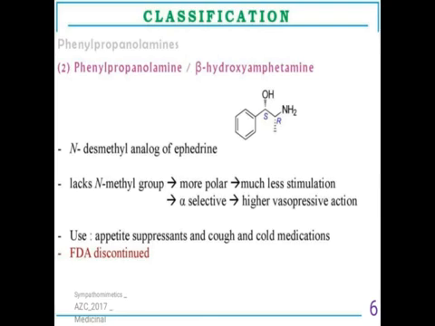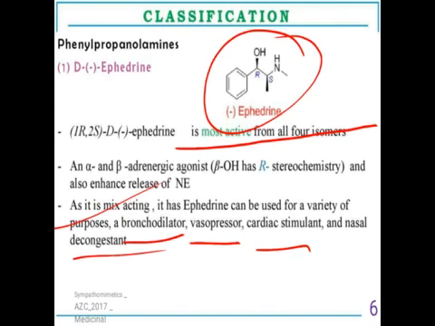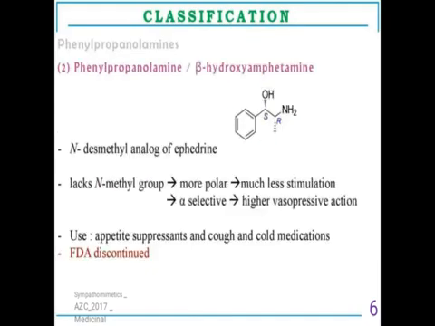Okay, so in these methyl analogs of ephedrine, here N-CH3 is present. When it undergoes metabolism, this CH3 is removed and here we get hydrogen, so that is the NH2. So this is the methyl analog of ephedrine. It lacks the N-methyl group.